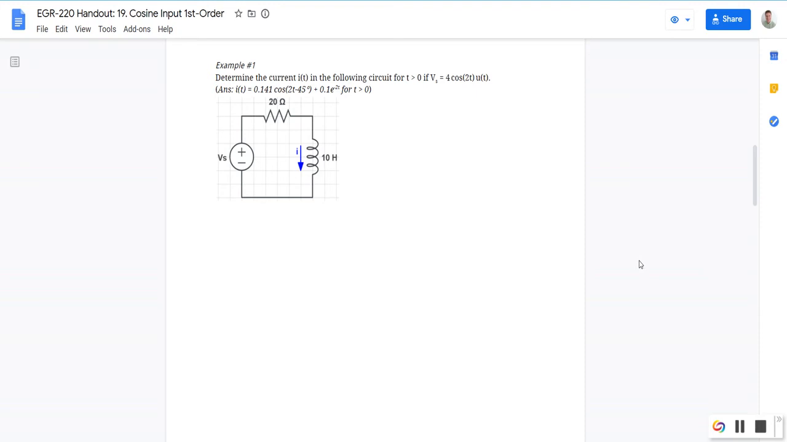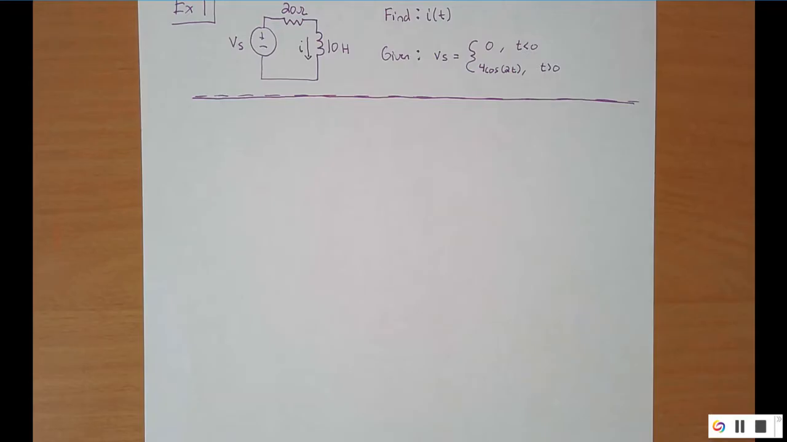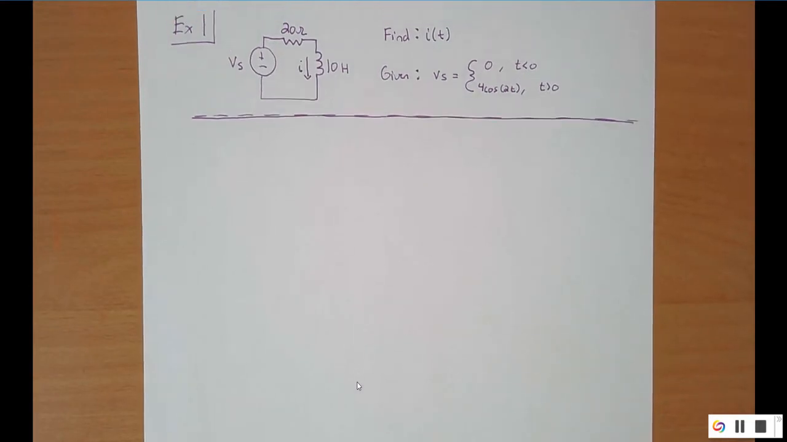So you can see example 1 here. We have a voltage source which is 4 cosine 2t. Initially it's turned off, but we're going to turn it on at time equals 0. We have a 20 ohm resistor and a 10 Henry inductor.